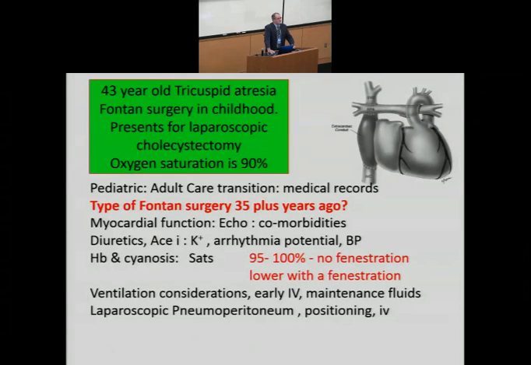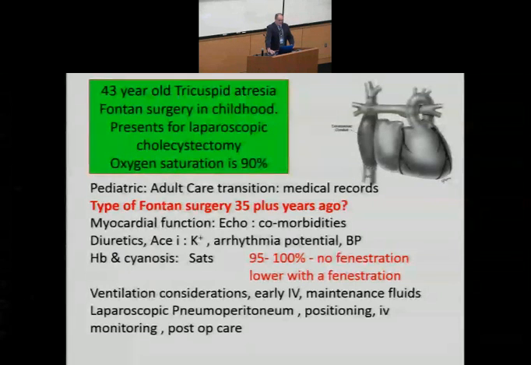Think about what type of ventilation we're going to do. We're probably going to have to paralyze this patient and intubate them. They're going to be in Trendelenburg, anti-Trendelenburg. What's the pneumoperitoneum effect going to be? They actually tolerate pneumoperitoneum pretty well because it maintains the SVR.